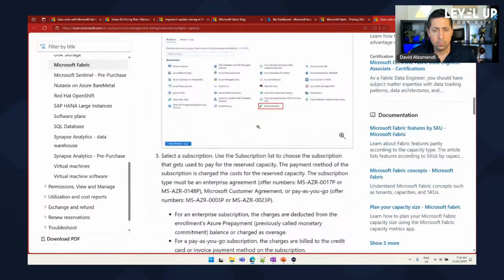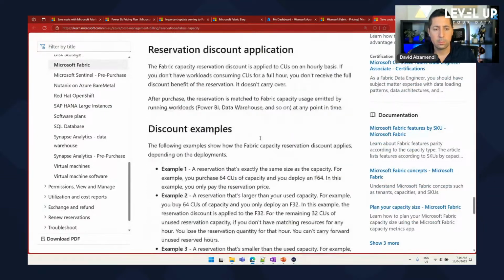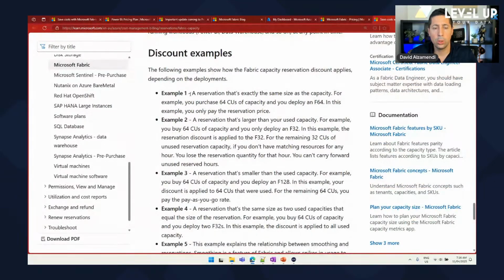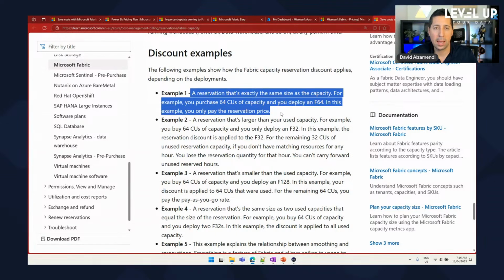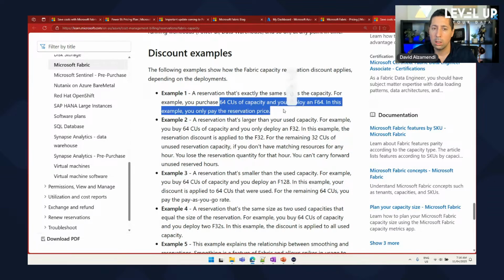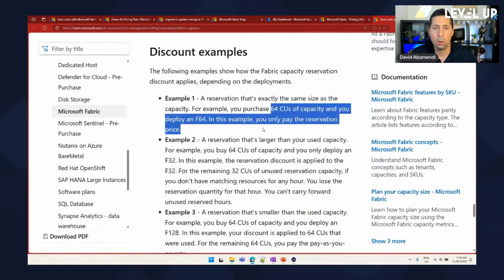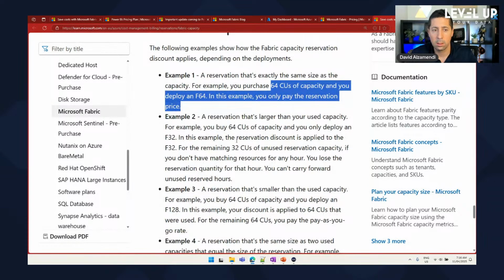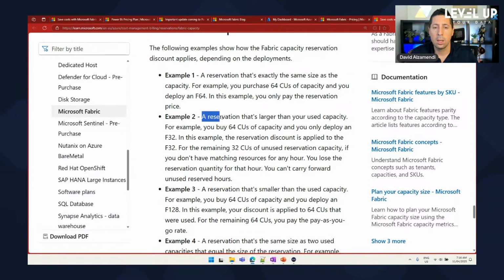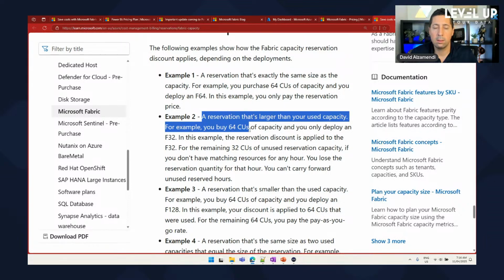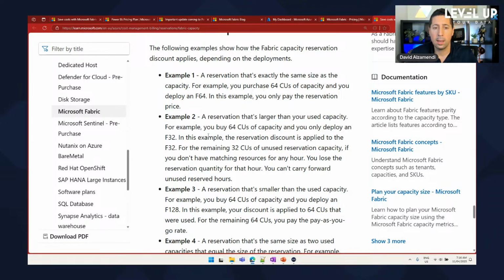So knowing that, let's look at these examples. When you get a reservation that matches the capacity units of the fabric capacity that you are using, you get a full discount of the capacity units by using the reservation. But look at this example here. If you get a reservation that is 64 capacity units, but then you only have a fabric capacity F32 running, you can't carry forward unused reserved capacity units.